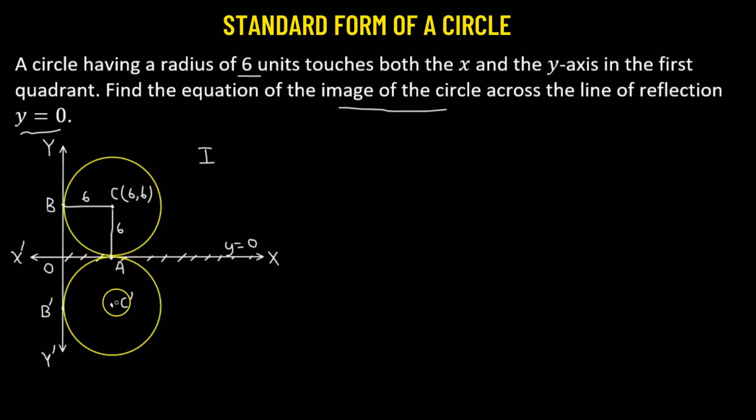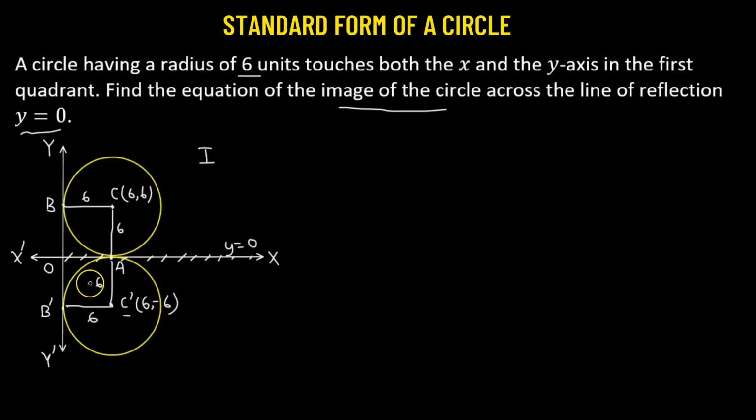Now we need the coordinate of the center of the image of the original circle. Here it's still going to have the radius of 6 units, and C prime A is also 6 units. Now for the coordinate, the x coordinate is 6. The y coordinate is no longer positive 6, but it is going to be negative 6 because we are now on the negative side of the y-axis. So we get 6, negative 6. That's going to be the coordinate of the new circle. Now we have the coordinate as well as the radius.